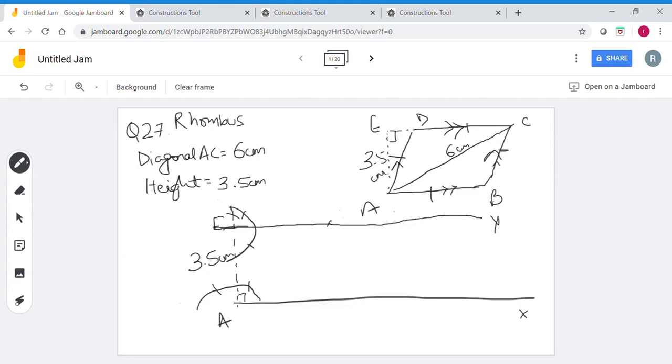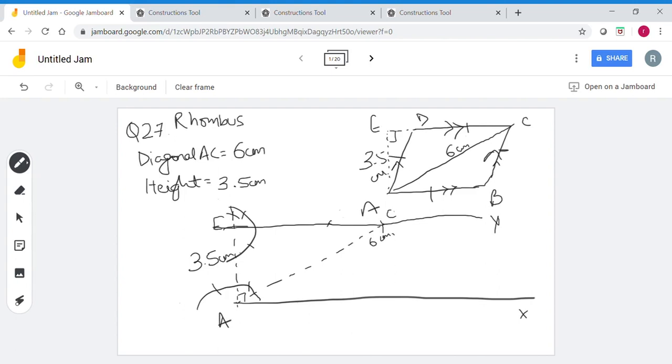Do I know any other coordinate of C? Yes, it is 6 centimeter away from A. So I keep my compass here and cut this here for C. So this gives me my AC, which is 6 centimeter. Now the issue is to find D and B.